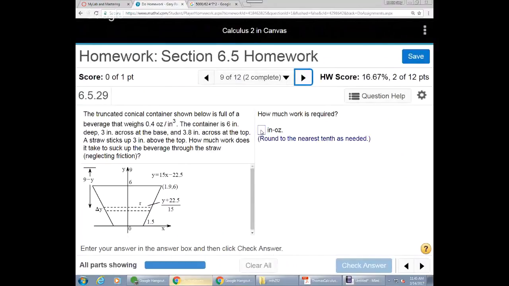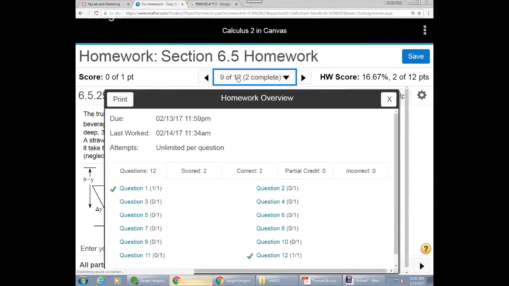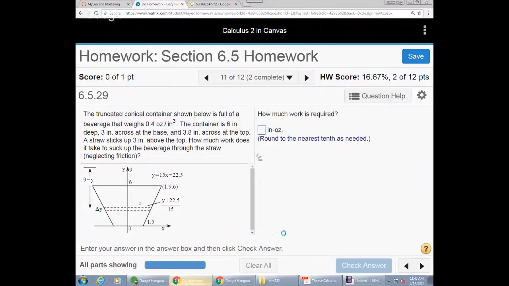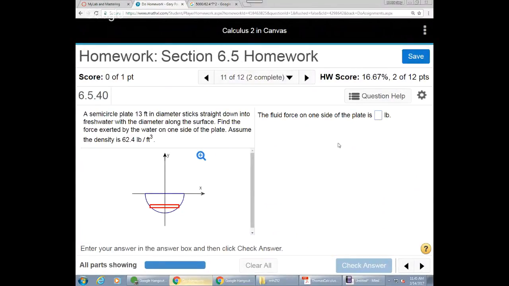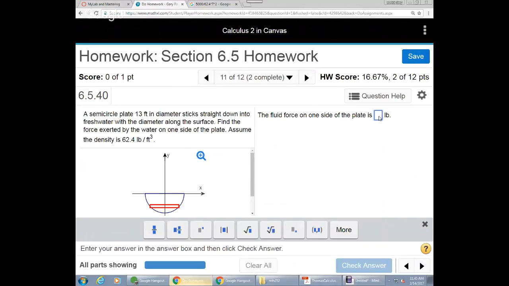If the homework problem likes it, oops, wrong problem. Which one were we on, Stanton? 11. And it doesn't look like they changed the numbers on me.